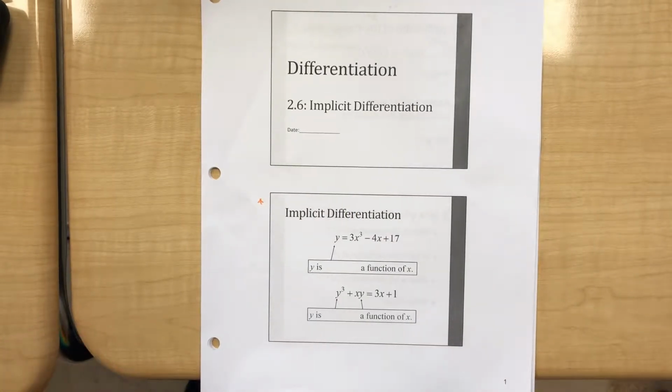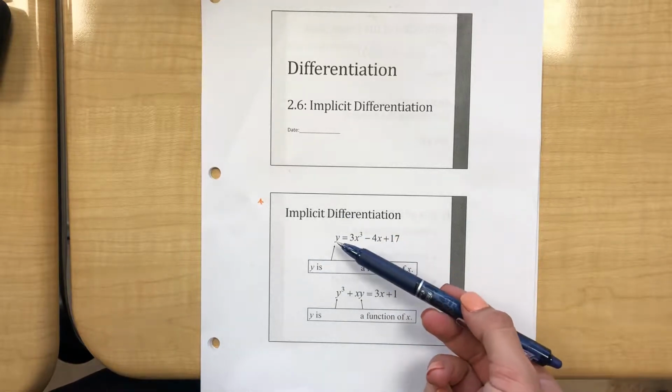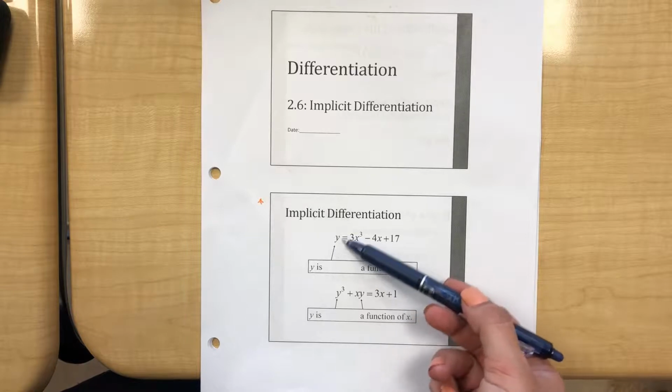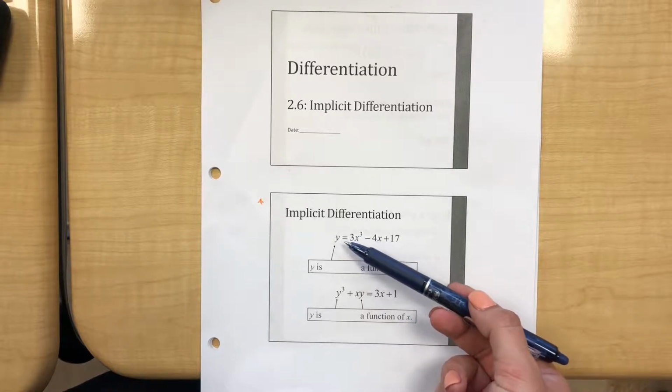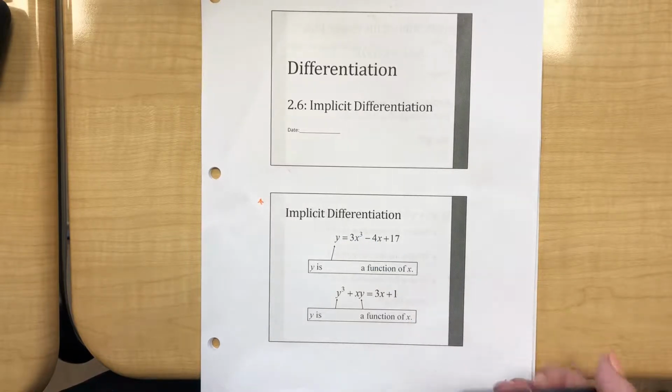So we're doing this lesson on implicit differentiation. It's a specific application of the chain rule. Okay, so let's consider this. See how y is alone and by itself and isolated? And then the x's are all on the other side.